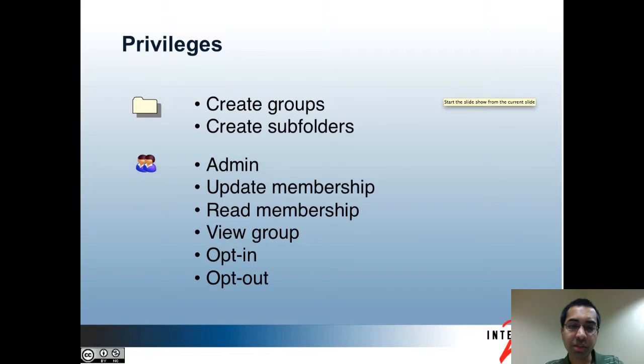Next, I'll talk a bit about privileges. Once again, the slide was covered in the managers track, so I'll be brief here. Folders and groups have privileges associated with them that determine who has access to them. Folders have two types of privileges, one that determines who can create groups within the folder, and one that determines who can create subfolders within the folder. Groups have privileges that determine who could administer the group, which includes being able to delete it, who can update the memberships, who can read the memberships, who can view that the group even exists, and a couple of others.